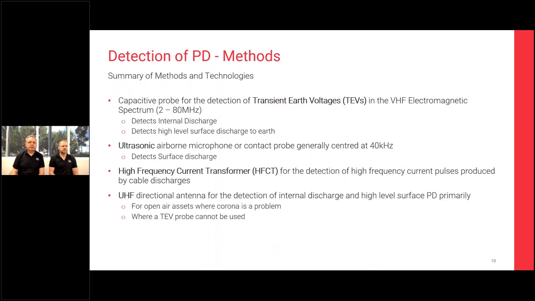So, the different sensors that we do use for discharge. First of all, the transient earth voltage. This is something that EA Technology, as an organization back when we were the research council in the 1970s and 1980s, came across: the phenomenon of the transient earth voltage. This is a fast rising pulse, generally in the VHF electromagnetic spectrum. We usually measure that around 2 to 80 megahertz. And this is really the primary technique for detecting internal void type discharges.